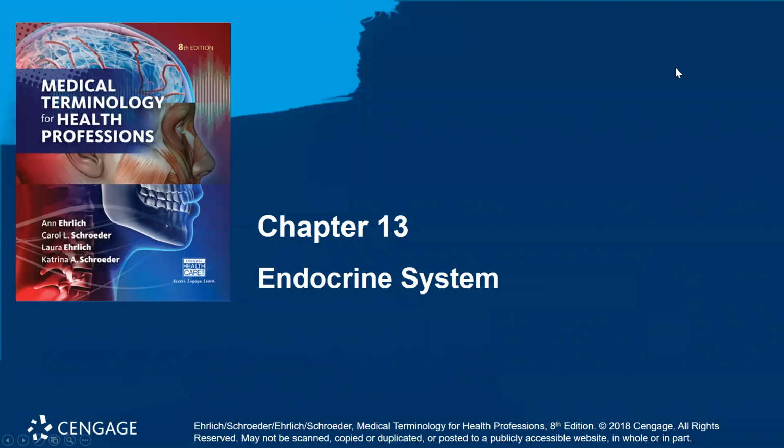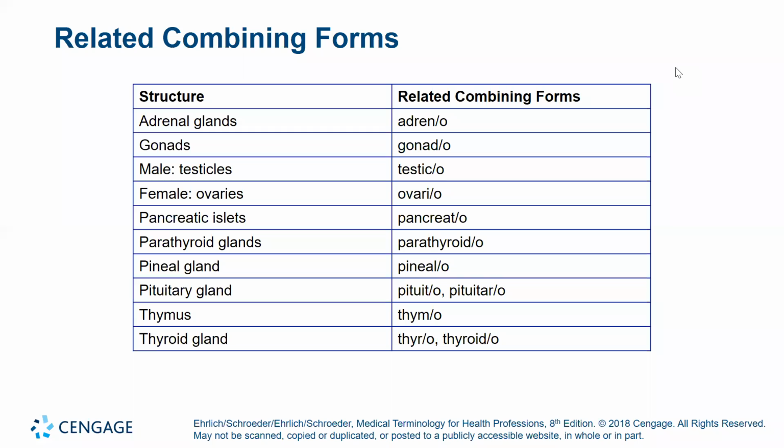Let's take a look at Chapter 13, the endocrine system. So the related combining forms for this chapter: adrenal glands, adreno; gonads, gonadal; male is testicles, testicle; female ovaries, ovario; pancreatic islets, pancreatal; parathyroid glands, parathyroid; pineal gland, pineal; pituitary gland, pituito and pituitarial; thymus is thymo; and thyroid gland is thyro and thyroidal.